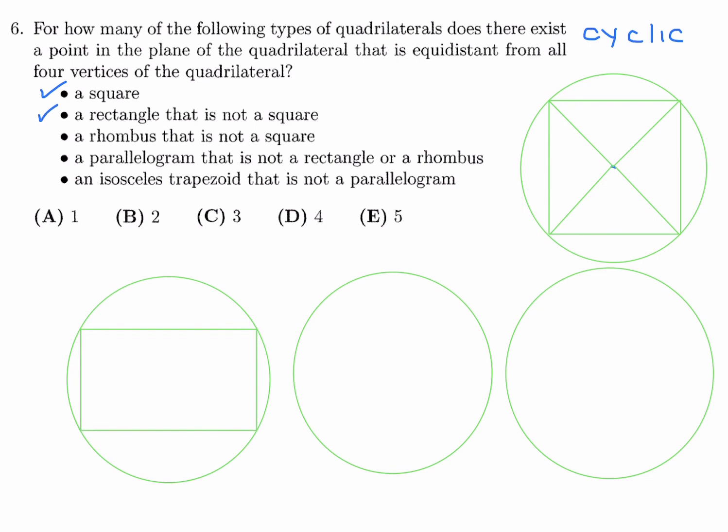A rhombus that is not a square. Very important that it's not a square. If it's not a square, what that means is that the sides are not the same. So it's going to be something like this. It'll be a rhombus, but it won't be a square. So as you can see, it'll fall outside the margins of the circle. So it won't be possible to do that. If it was a square, then you could, as I shown over here. So that one's no good.